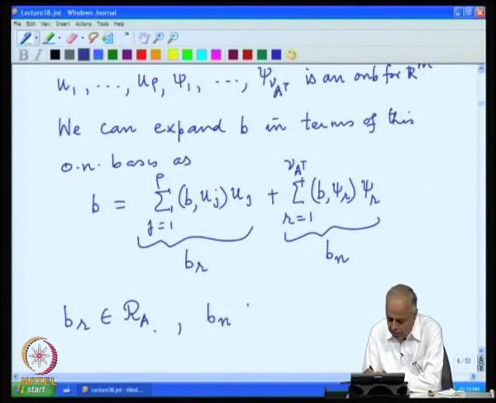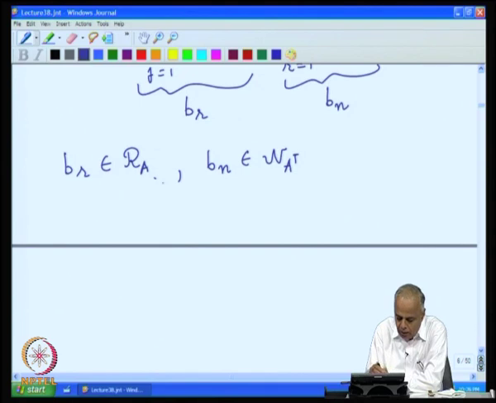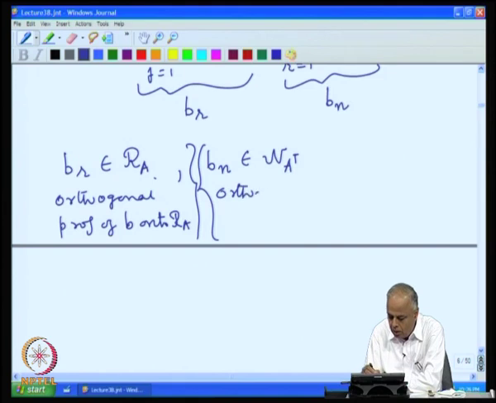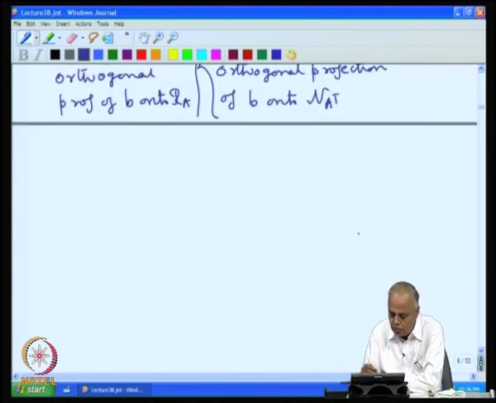Similarly, B n belongs to the null space of A transpose, and these are the projections. So, B r is the orthogonal projection of B onto the range of A, and similarly B n is the orthogonal projection of B onto the null space of A transpose. So, it boils down to something similar.